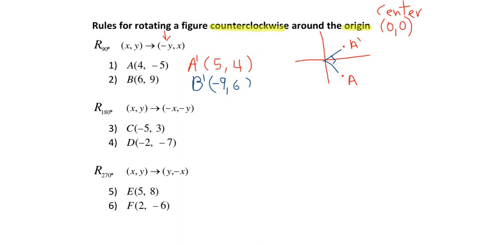Now the rule for 180-degree rotation is every point (x, y) changes to (-x, -y). So notice what happens. The values of x and y stay in the same place, but the sign is changed for both of them. So you do not need to exchange the places of the x and the y. You only need to change the sign compared to the original values of x and y.